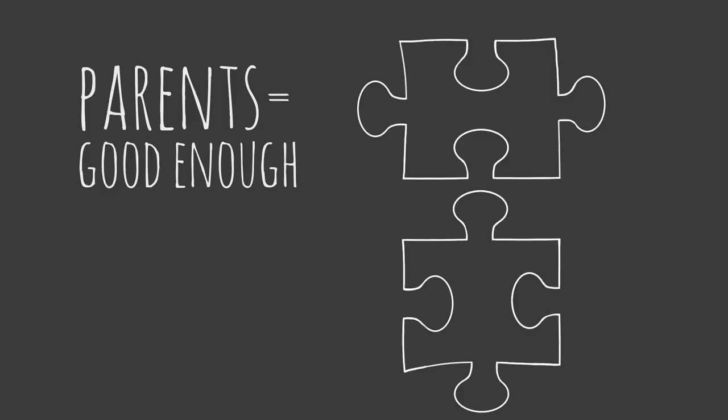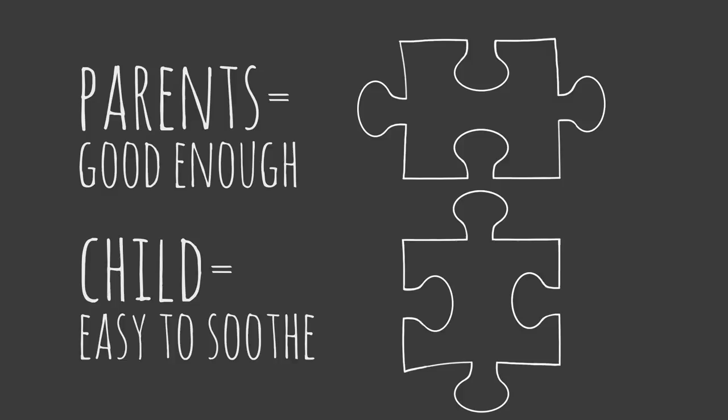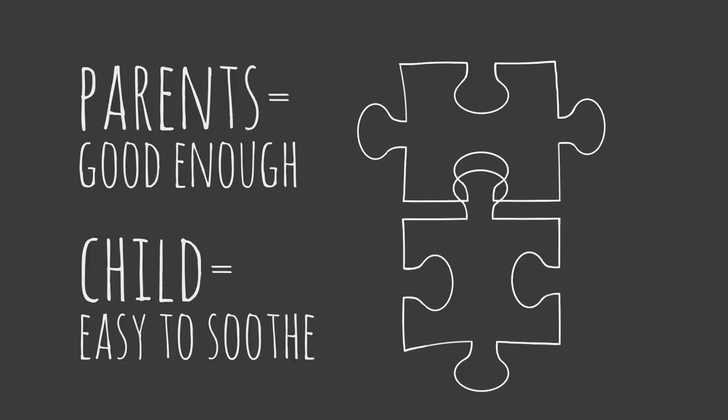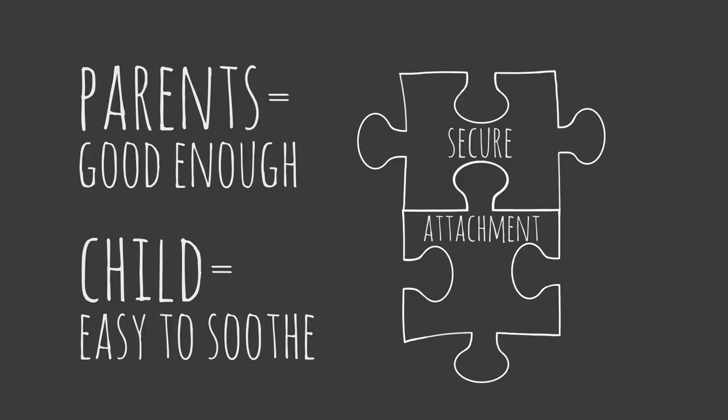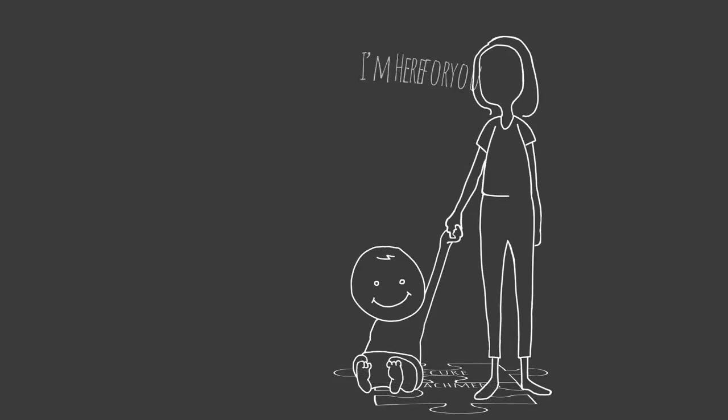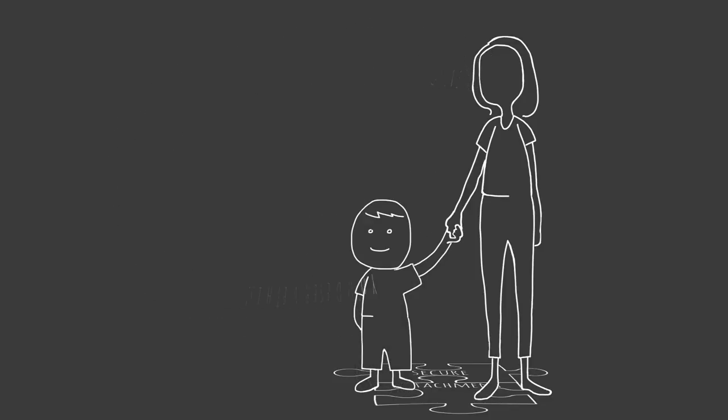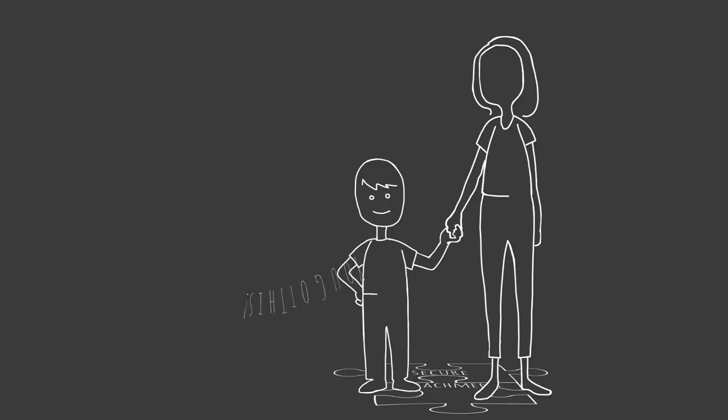Now it's this fit between parent and baby that really helps to define what kind of attachment we end up developing. If our parents are good enough and we ourselves are pretty easy to soothe, then we end up developing what they call a secure attachment. We learn that when we feel scared or we need help, someone's going to be there for us, and it provides us this secure base from which we can do anything else in the world.